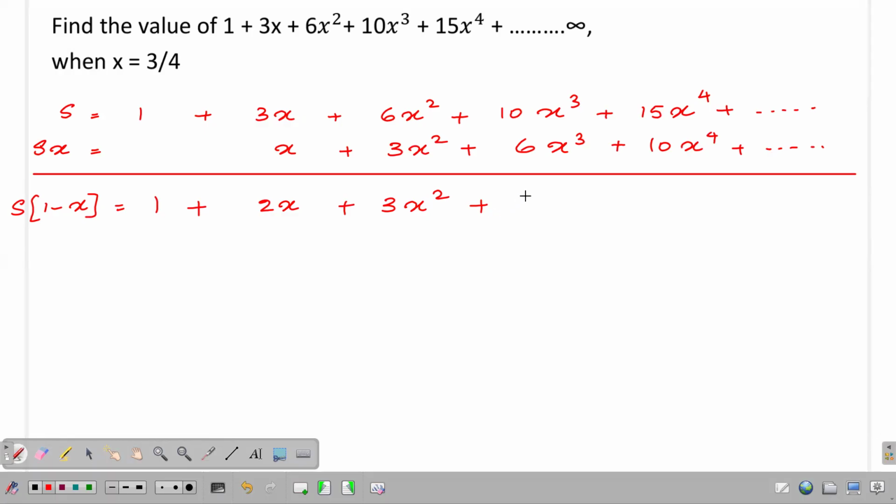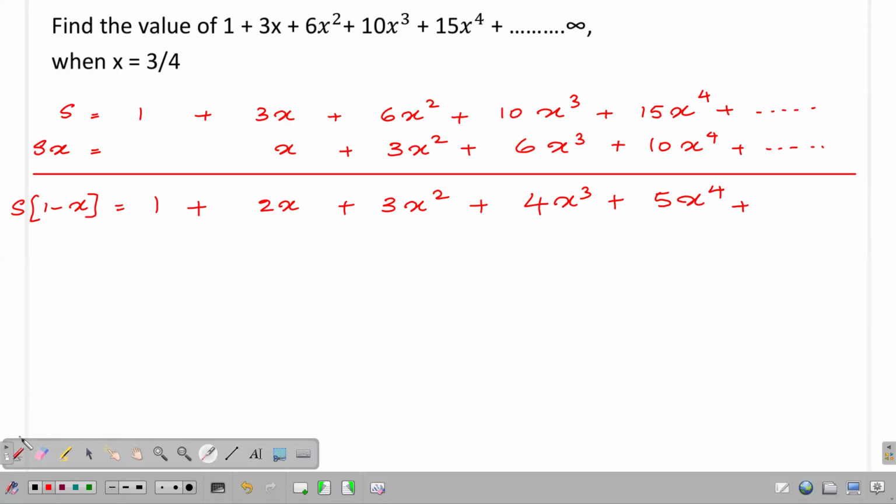What is that? 4x cube, plus 15x power 4 minus 10x power 4. What is that? 5x power 4. If you want to write further, you can continue to write. You can see there is a pattern here. You see 1, 2, 3, 4, 5. So the next has to be 6x power 5, and it continues in that way. See the pattern there. So that is nothing but s into 1 minus x.